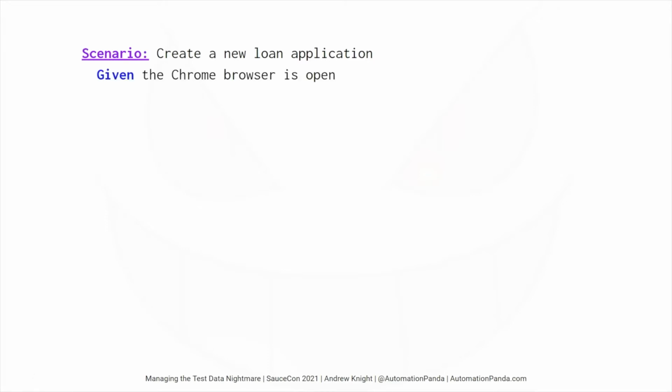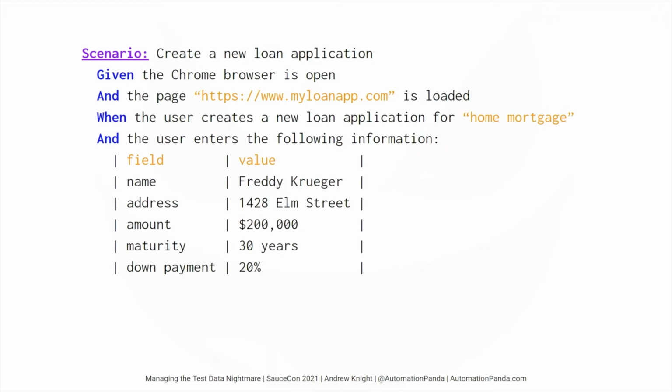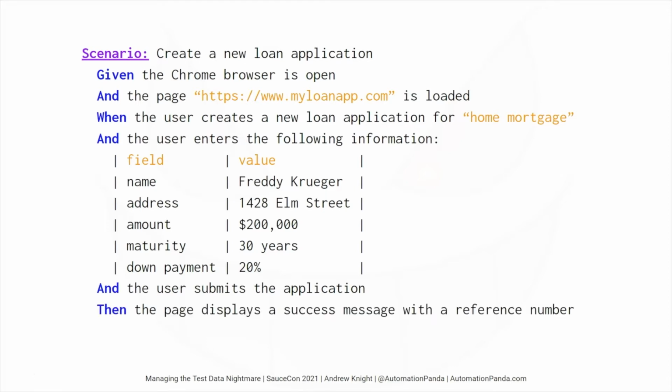We could write a simple test case to exercise the basic application behavior. Scenario: create a new loan application. Given the Chrome browser is open, and the page for myloanapp.com is loaded, when the user creates a new loan application for home mortgage, and the user enters all their personal data, and the user submits the application, then the page displays a success message with a reference number, and the loan application is sent to the bank.